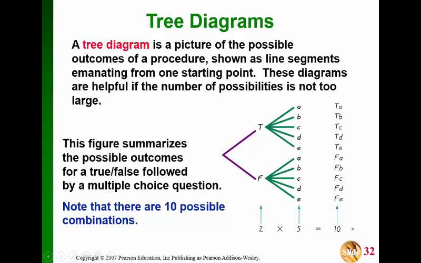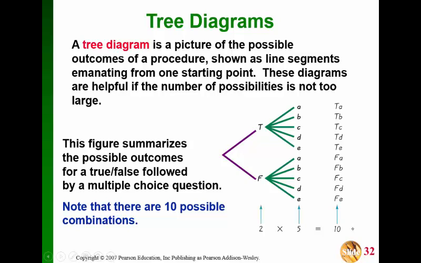So one way to structure something like this is with a tree diagram. This particular slide has an example where you have a quiz with two problems. The first problem is a true-false problem, and the second is multiple choice, A and B. If you randomly guess at the answers, what's the probability that you would get it correct? For that, we need to figure out how many possible choices we have.